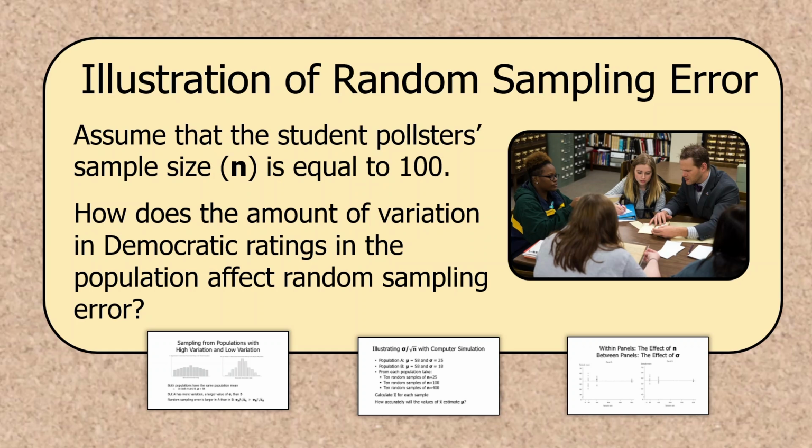But what about the numerator? In what way does it matter that variation inside the population is going to affect the size of random sampling error? Question: how does the amount of variation in the democratic ratings of the student population affect random sampling error?